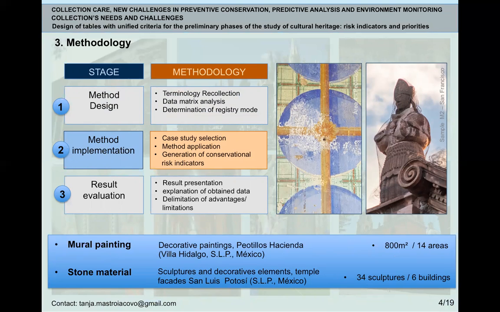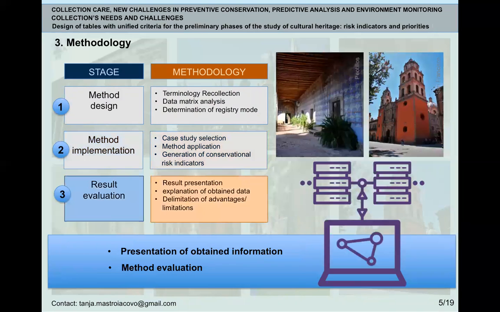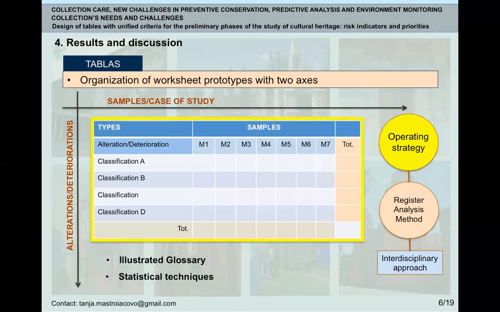For mural paintings, those in the Portillo Hacienda were chosen, and for stone materials, we chose the sculptures and decorative elements on the Baroque temple facade in the city of San Luis Potosí, Mexico. In the third stage, the information given by the method was presented, thus delimiting its advantages and limitations.